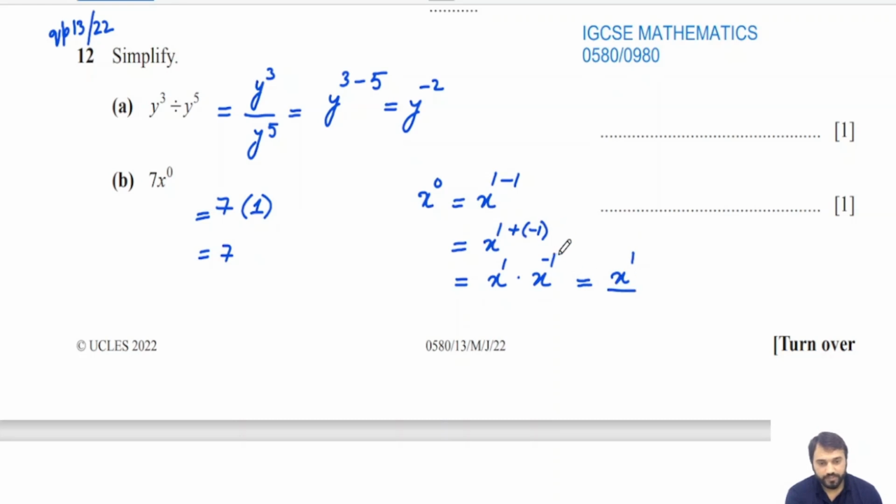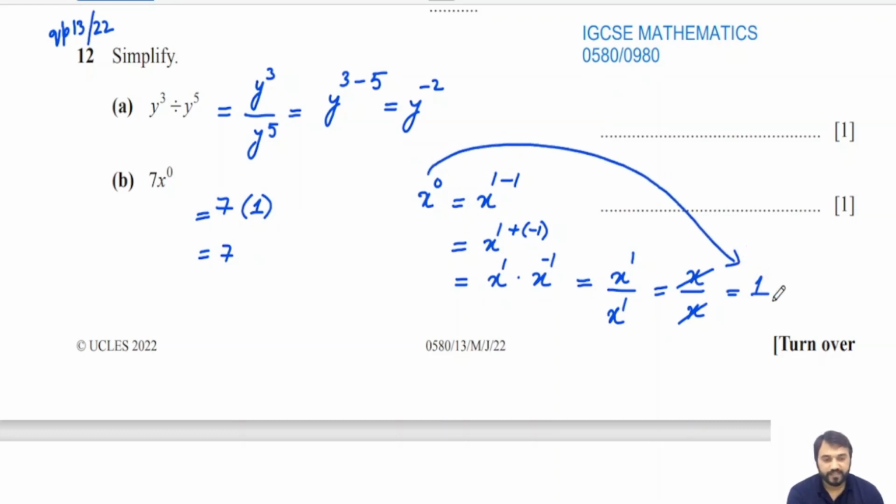I want this power positive, and how can we do that? I'm going to take this to the denominator. It will be x raised to power 1. The sign of the power will change when it moves downward or upward like this. If we are moving from denominator to numerator, or numerator to denominator, the sign of the powers changes. So we can write it as x raised to power 1 is x and x raised to power 1 is also x. We can cancel them. This is our answer. So we can say that anything that has a power 0 can be written as 1.